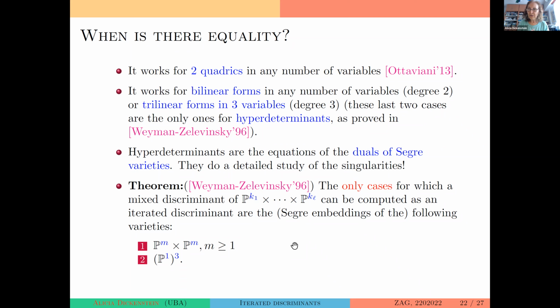So the singular locus of this discriminant is when all the minors of size m minus 1 vanish, but there are many of them. This is why we get high codimension in the singular locus of this determinant in this case. And here, this is the case that I told you before. It corresponds to P1 times P1 times P1.